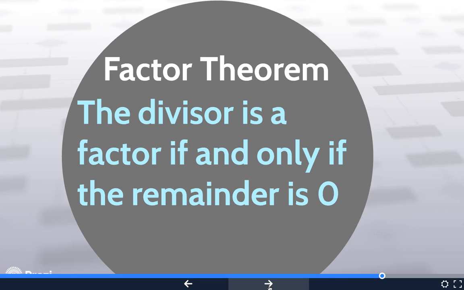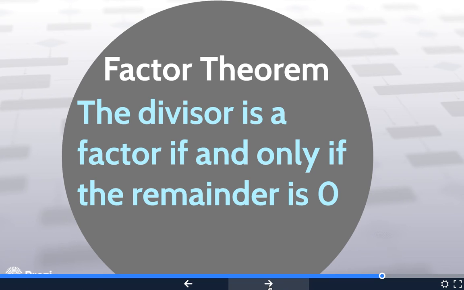Alright, so the last thing we're going to talk about in this section is something called the factor theorem. Let's think about it. What does it mean for something to be a factor? If I asked you, what are the factors of 20? Think about what those would be. You're probably thinking, well, 2 times 10. Those are factors of 20. 1 times 20, 4 times 5.